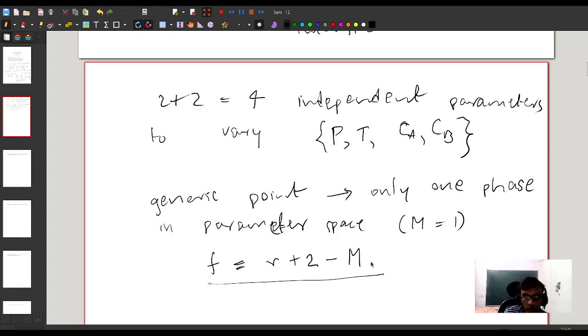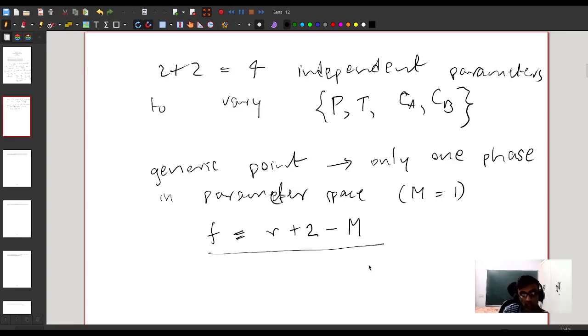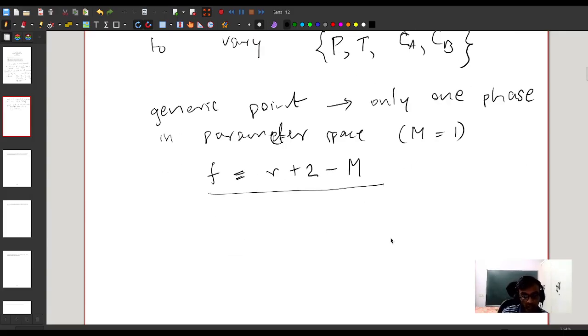Now if we want the dimension of the parameter space itself in which the phase diagram is constructed, then like we discussed, generically at some point in the parameter space you have only one phase, so that corresponds to m equal to 1. When you put this here, you see it as r plus 1. Here we have three components A, B, C. So 3 plus 1, which is 4.